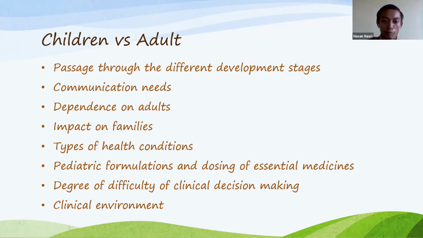And then pediatric formulations and dosing of essential medicines are also different. For example, oral medications such as pills, the baby may not be able to swallow, so we need to crush them and blend them in water so that the children can take them easily. Also the dosing is different, because it depends more on the weight to dose ratio. Compared to adults, the weight plays a more significant role.